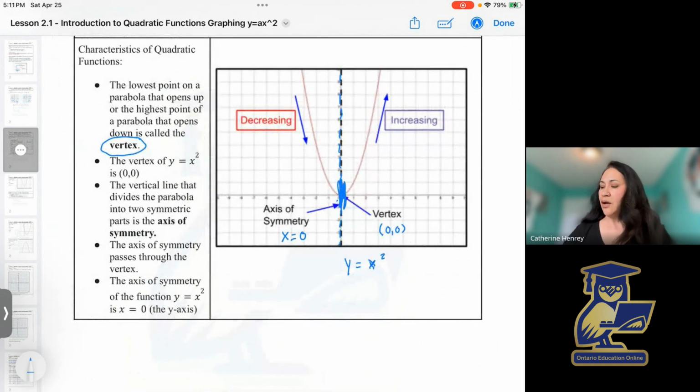We can see that on the right side of the vertex, our graph is going up in a nice smooth curve. We say that this is increasing. And reading left to right, this side coming down here would be decreasing. So a quadratic has a section that's decreasing, gets to its vertex, turns around and changes its direction.